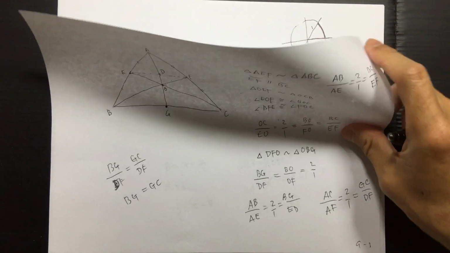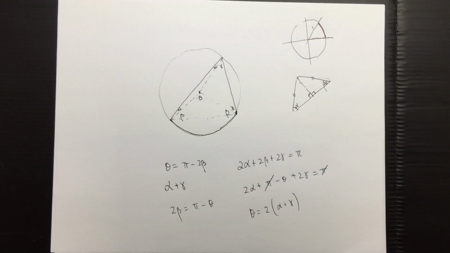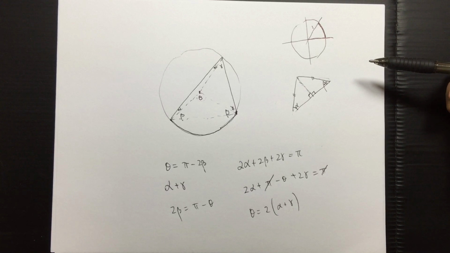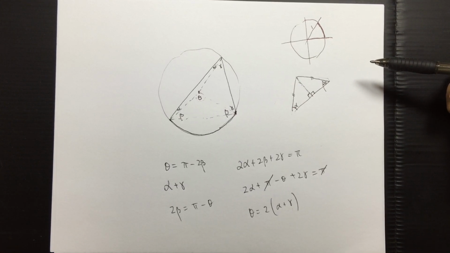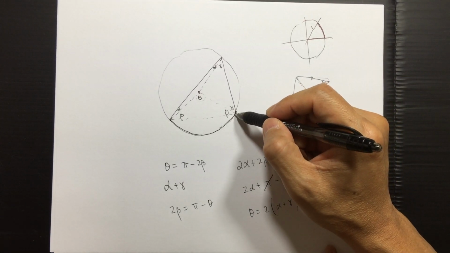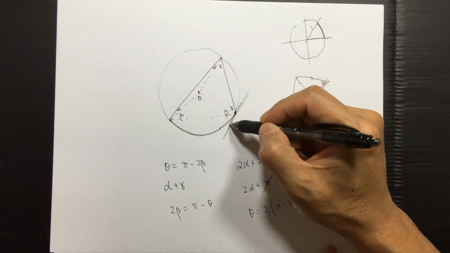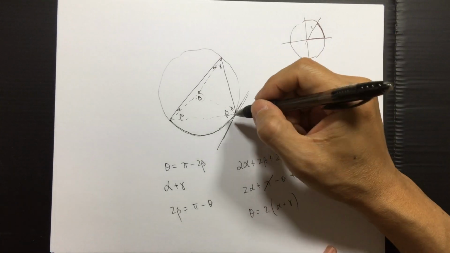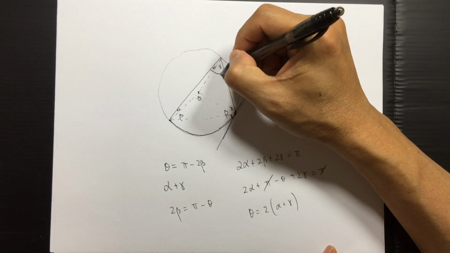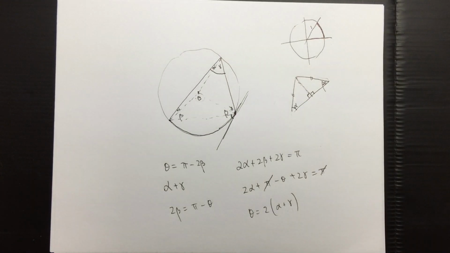I'm going to give you some problems so you can go about proving it. Of course, these are kind of harder ones. This one is not hard actually. You can do this one. Also, if you draw a tangent line here, this angle also equals this angle. Can you see that?